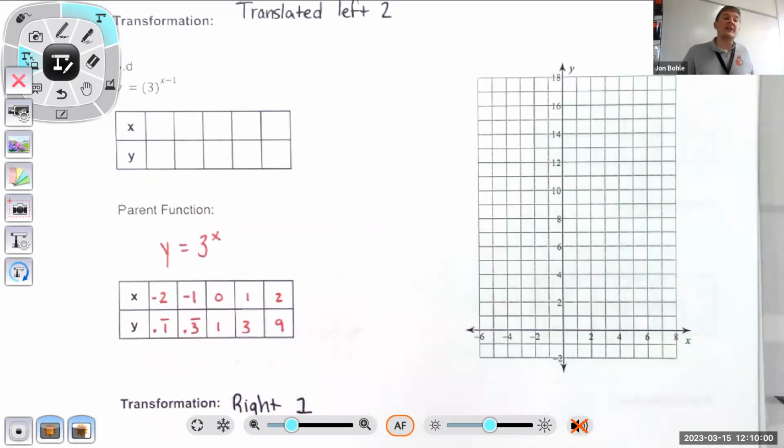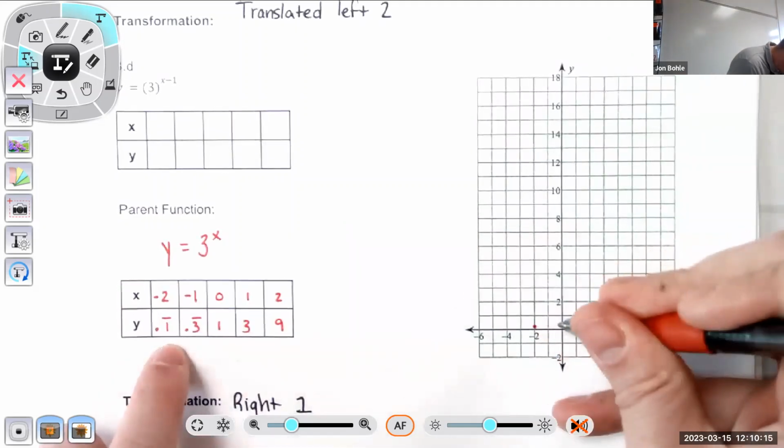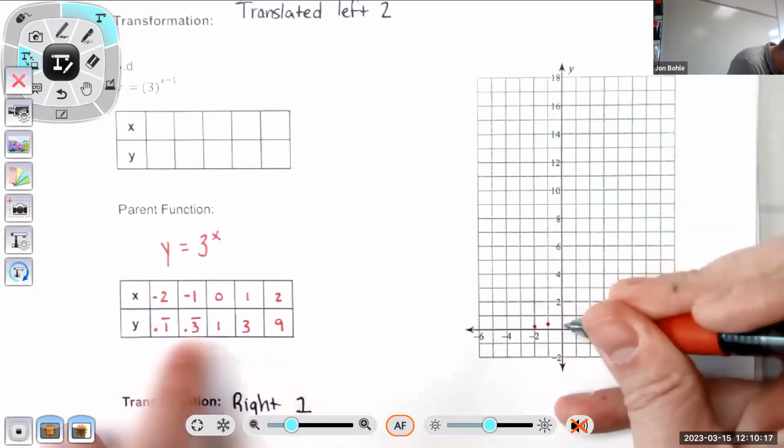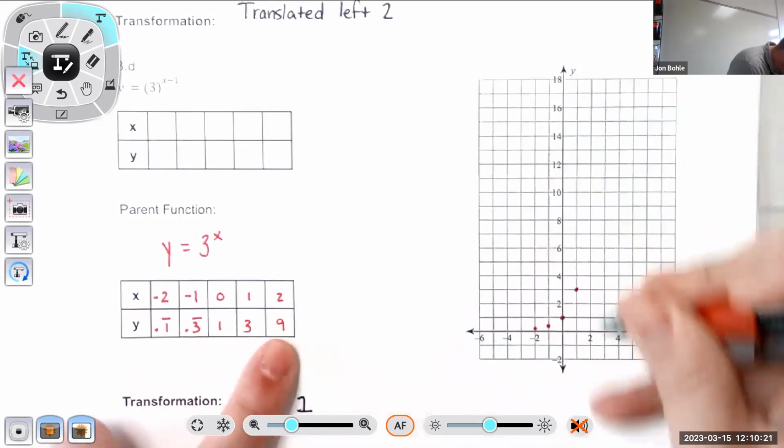Because I'm at the point where I'm assuming you can figure out how to plug the x values in and get the y values. Kind of walking around, it looked like most people were able to use a calculator for that. Okay, so at -2 it's 1/9, at -1 it's 1/3, at 0 it's 1, at 1 it's 3, at 2 it's 9.